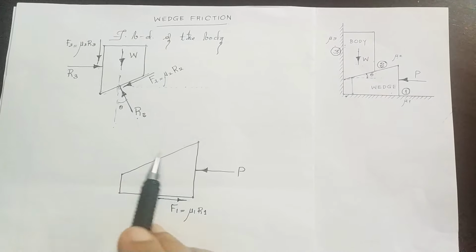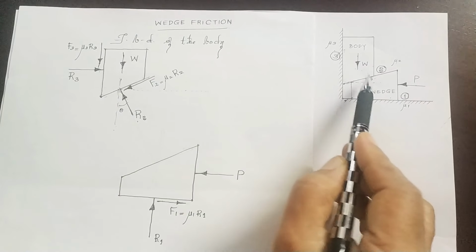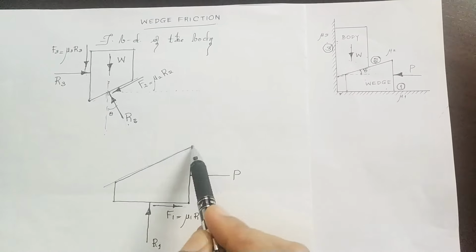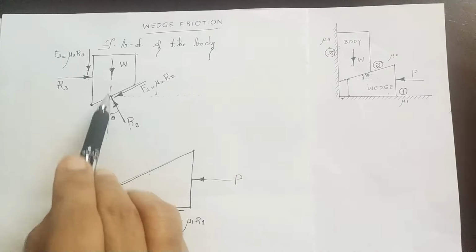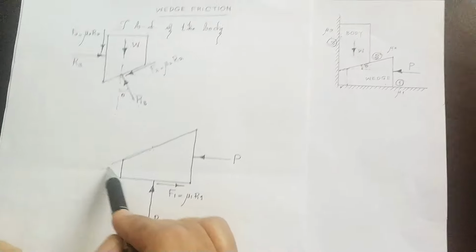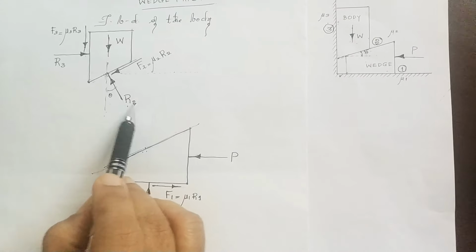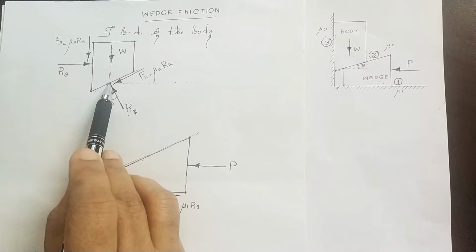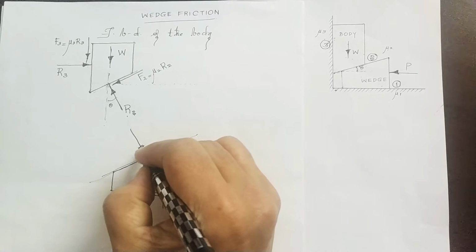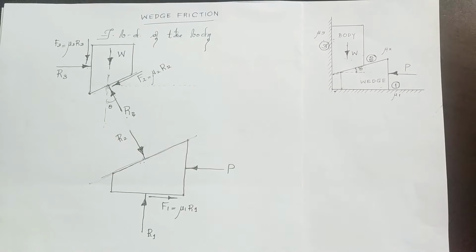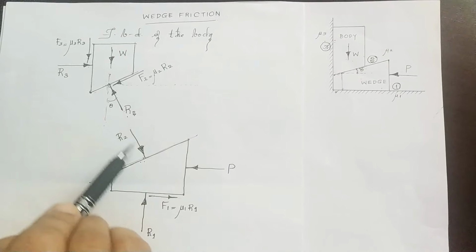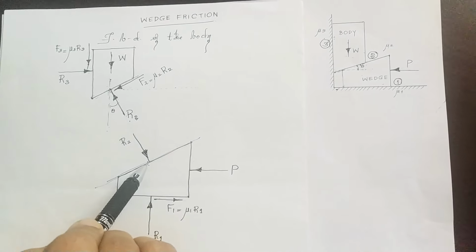And see, at surface 2, the body and the wedge are in contact. This surface and this surface, even though we have drawn them separately, are the same. This is surface number 2, this is also the same surface. So the reaction R2, which is acting upwards for the body, would be the same reaction R2 considered downwards for the wedge. It's the same R2, but it's considered as acting upwards for the body, whereas it is considered as acting downwards for the wedge.